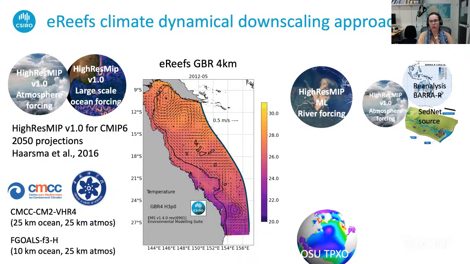And for the rivers, we didn't have access to a catchment model, so we decided to go with a machine learning technique, and have a machine learning model that would learn from the historical period and our best product, and then use the atmospheric fields from the HighResMIP to create those new intermittent river forcings.